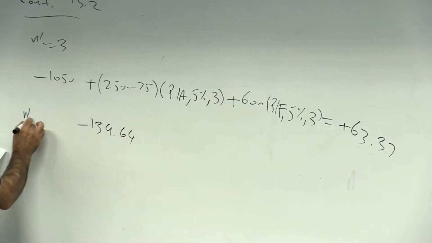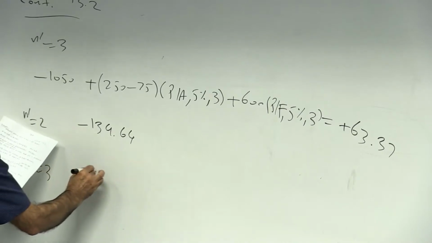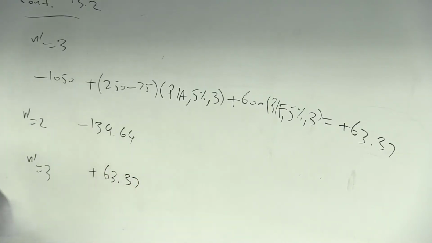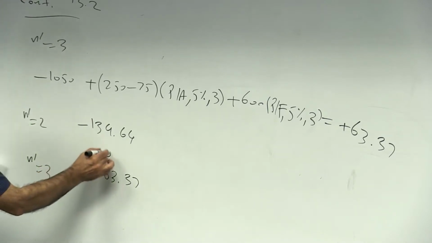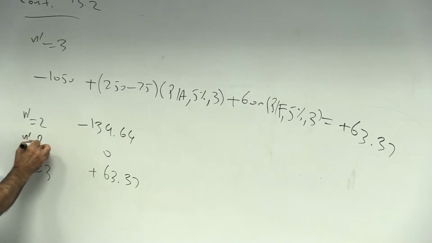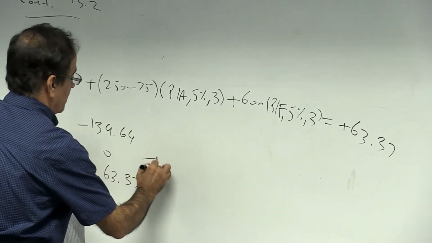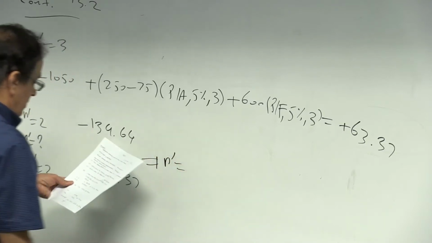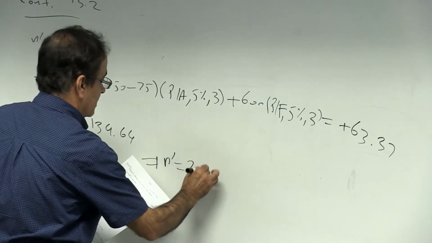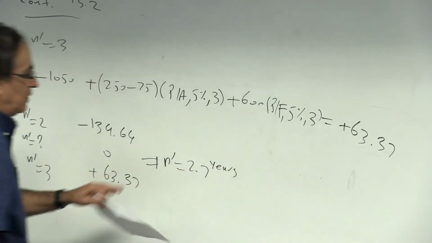$139.64. For 3 years I get positive $63.37. So obviously the n prime is somewhere between 2 and 3 years. I'm not going to do the interpolation because you have done it many times. So if you do your linear interpolation, n prime is going to be equal to 2.7 years. Remember, that's your payback period.